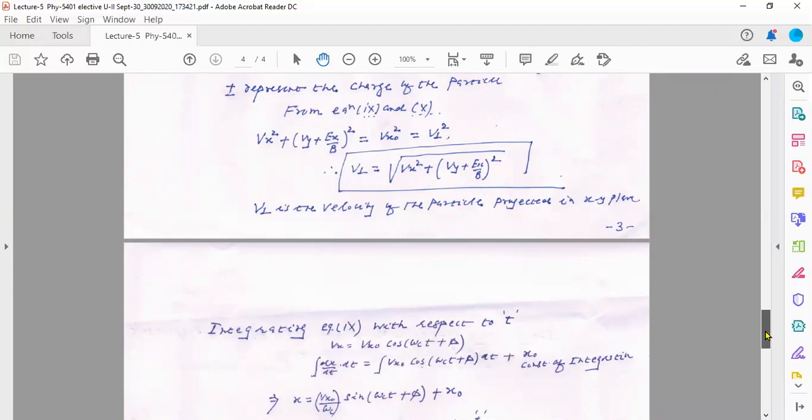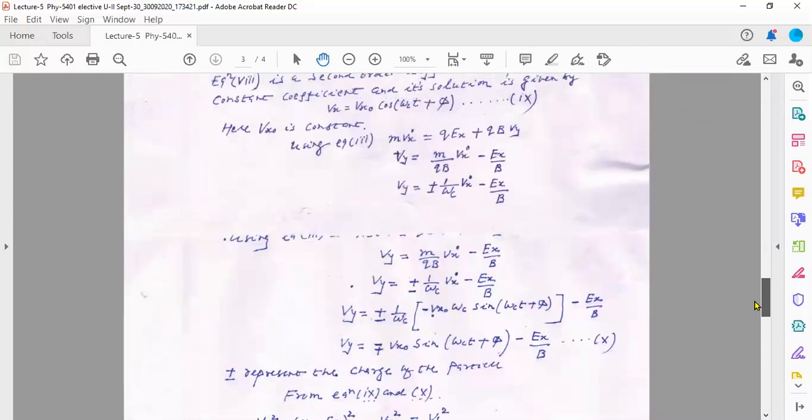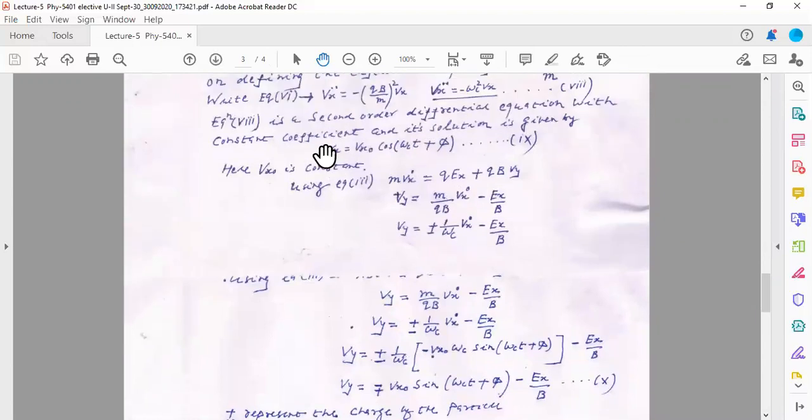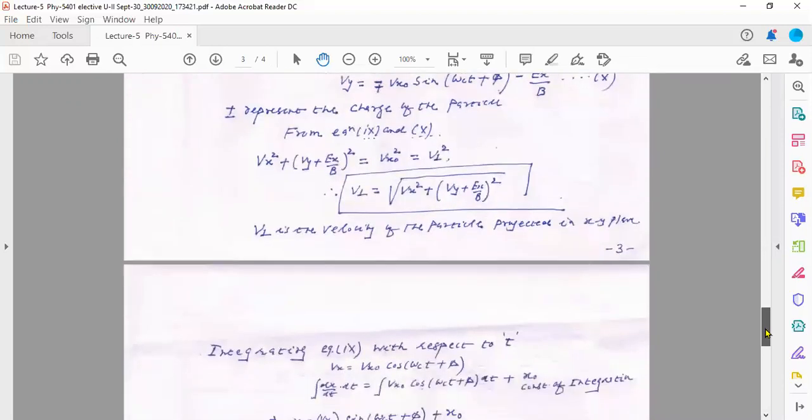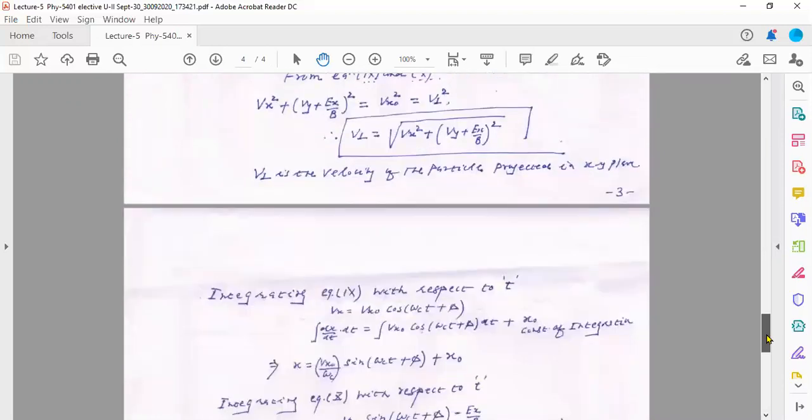So this is the x component of the particle velocity: Vx equal to Vx0 cosine of omega ct plus phi. So this is your x component of particle velocity, right, in presence of the combined field, which I write here. And now I integrate this equation with respect to t on both sides. So I will get the position coordinate x of the particle.